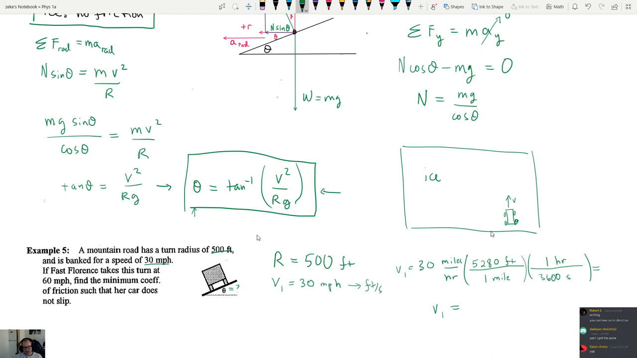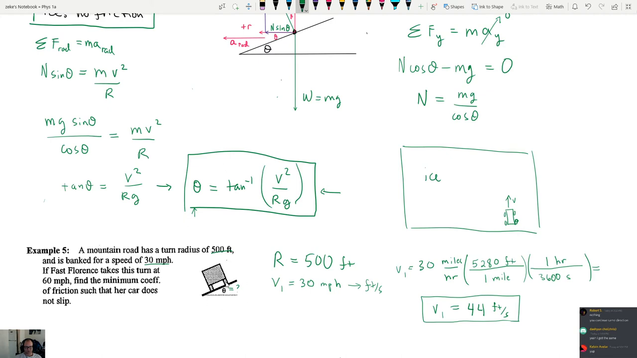So 5280 divided by 3600 times 30. This is 44, not exactly. And I didn't just do that in my head. I just remembered this from doing this problem a couple years ago, or last year. So that's our velocity.